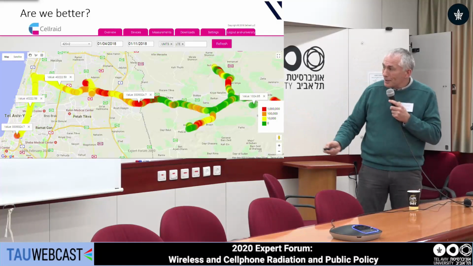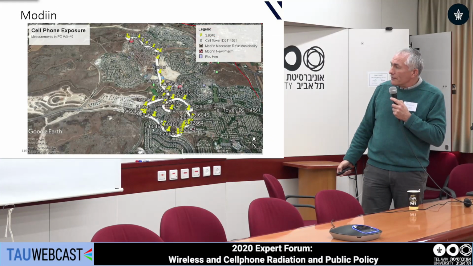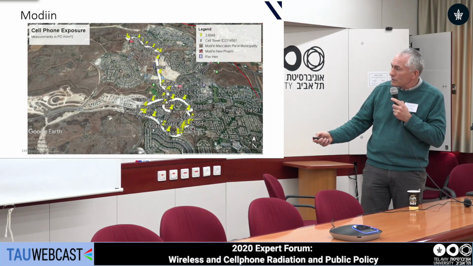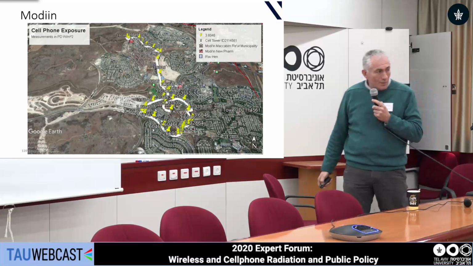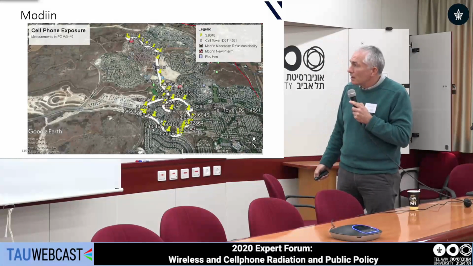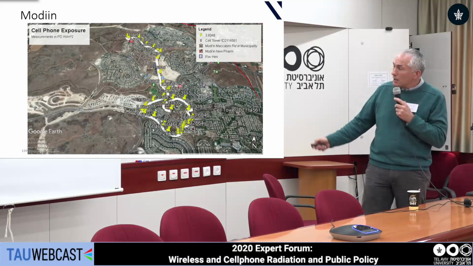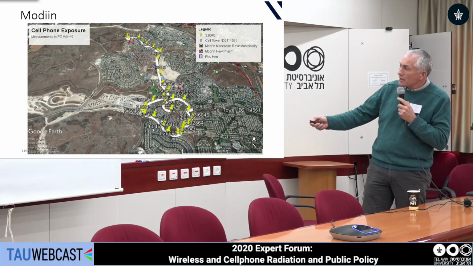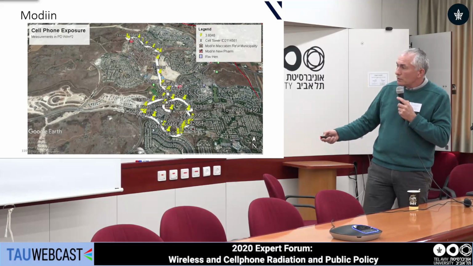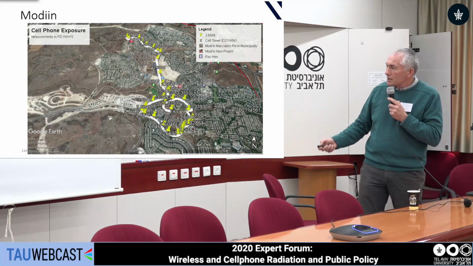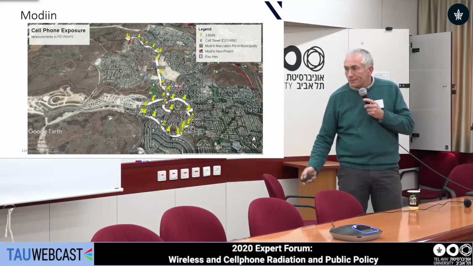So, where I live, Modi'in, you can see I'm routinely exposed, if I'm driving around, to 3.6 watts per square meter, which I think is rather high. That's because Modi'in doesn't want to have cell phone towers or small cells, and it only has peripheral towers around the outskirts. So at any one point, a person is at least a kilometer away from a tower.